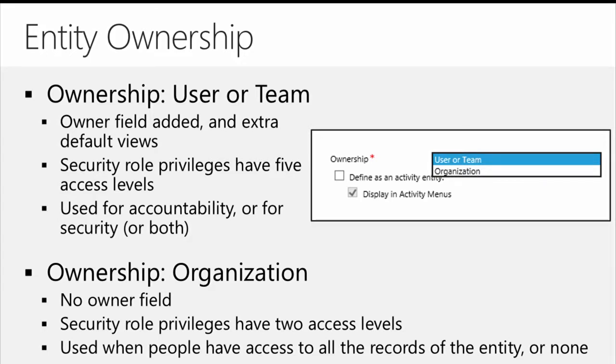A real good example of organization-owned entities would be things like the products and items in your products, business units, users. Users are not necessarily owned by a specific person. They might have a manager that you can define, but they're not necessarily owned by one person, they're owned by the organization. So one of the key things you always have to keep in mind when you're working through it is who's going to own this as part of the application itself.